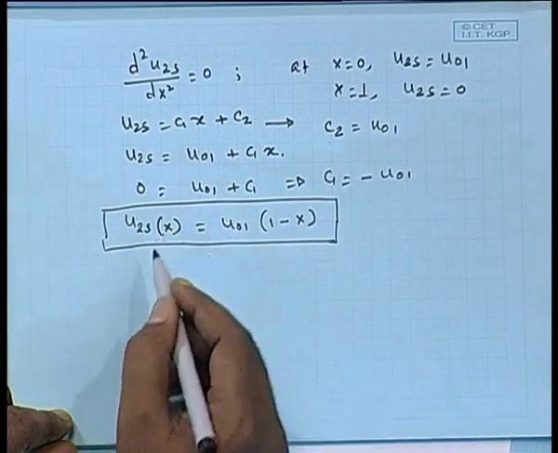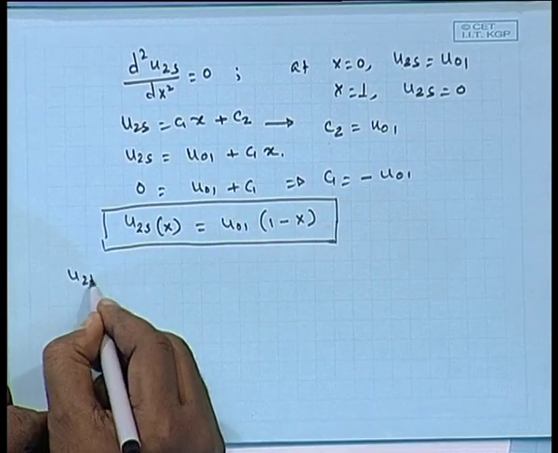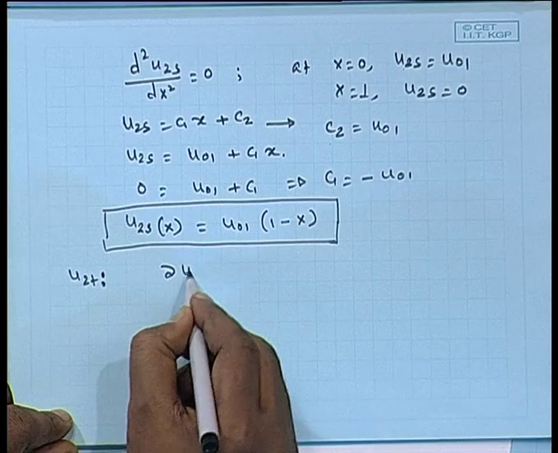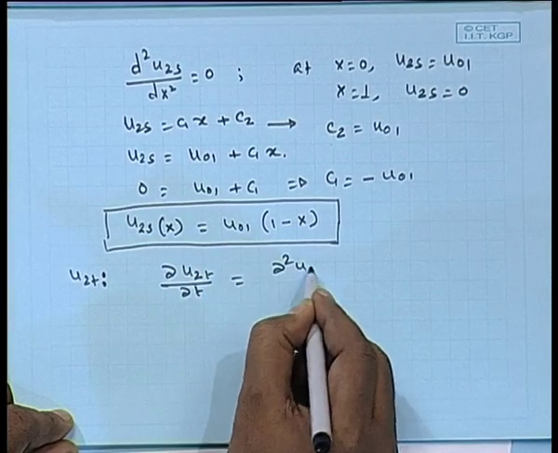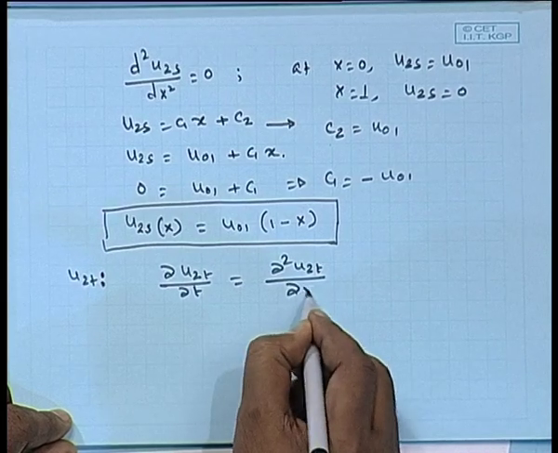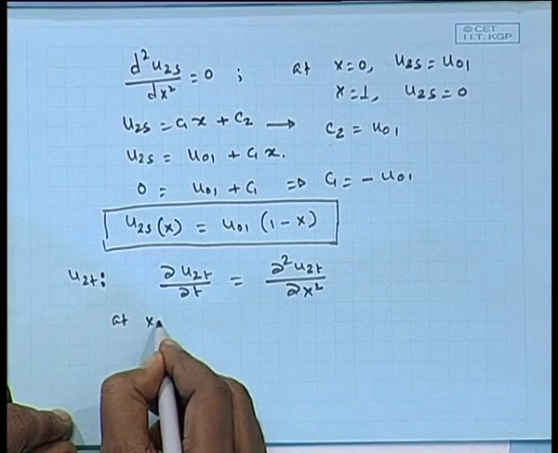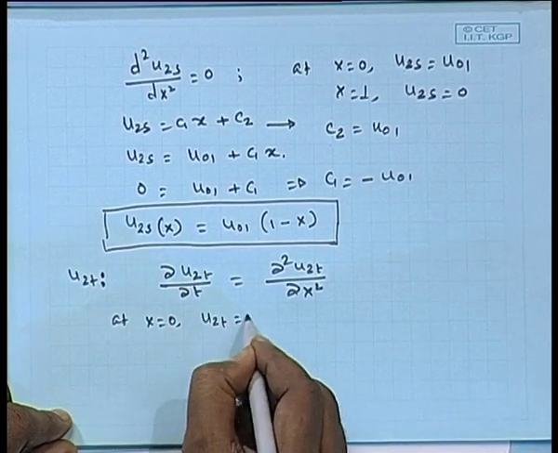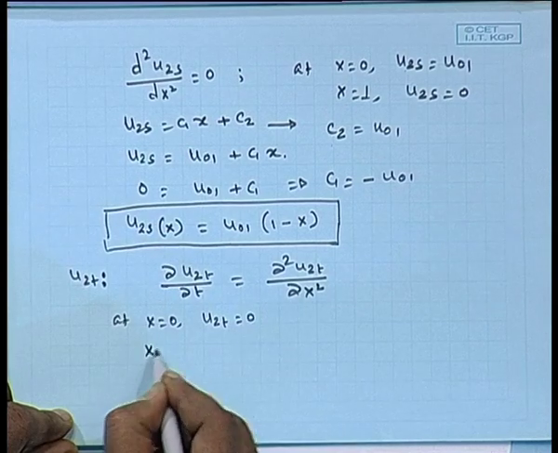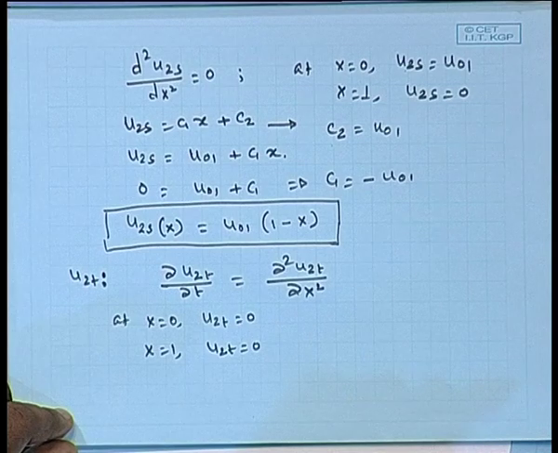Okay. Now, let us go back and get down the next part, the u2t. This is del u2t del t is equal to del square u2t del x square. At x equal to 0, we have already found out u2t is equal to 0. At x equal to 1, u2t is equal to 0. That you have already found out, right?